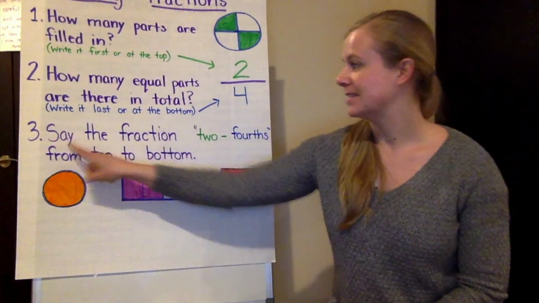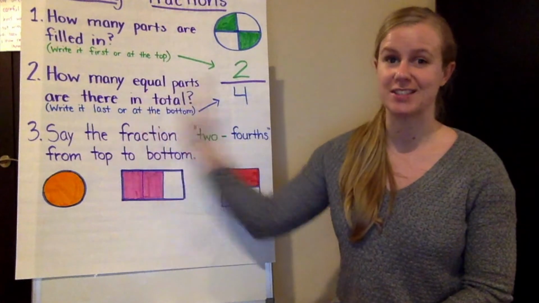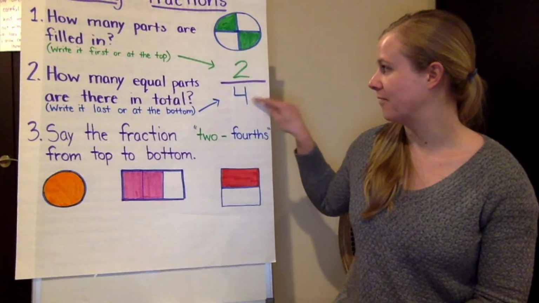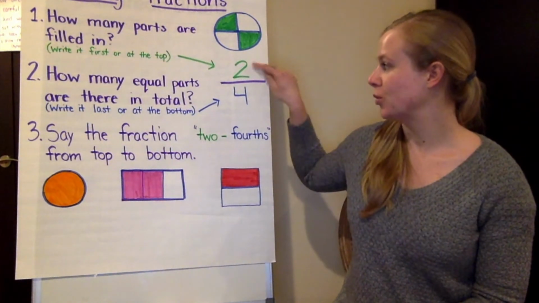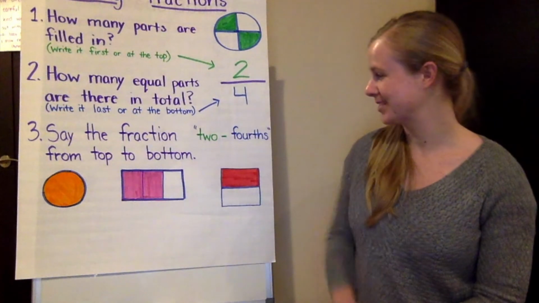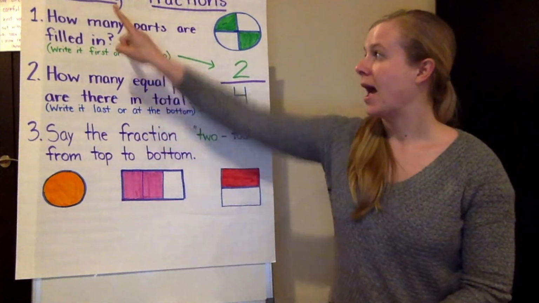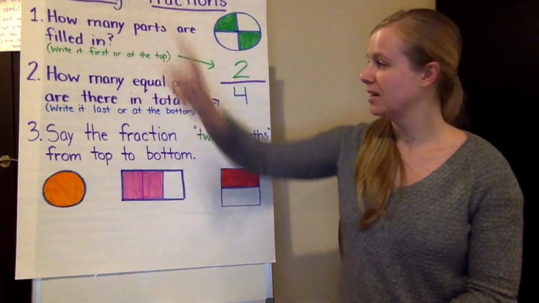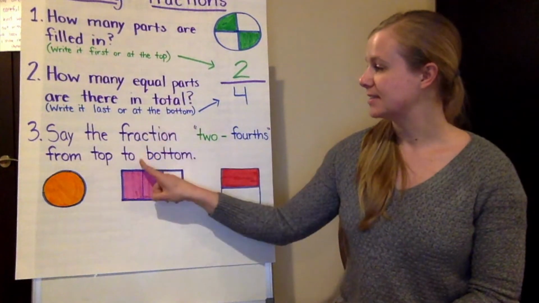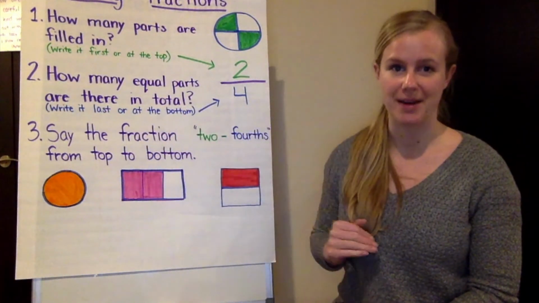Step 3, say the fraction from top to bottom, or from first to last. Here I see 2 at the top, then 4. So I know it's 2/4. Let's practice down here. Remember, how many parts are filled in? How many equal parts are there in total? Say the fraction from first to last or top to bottom.